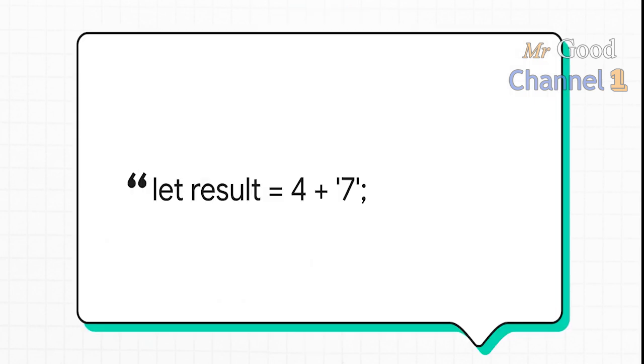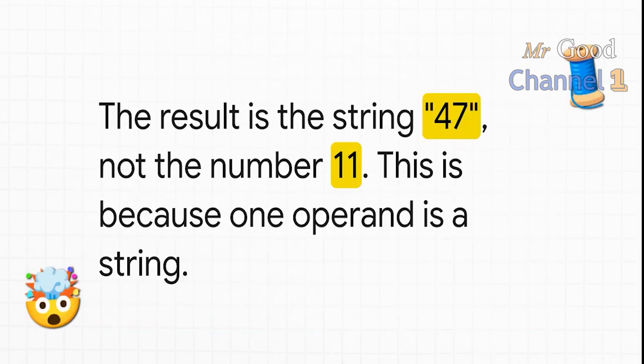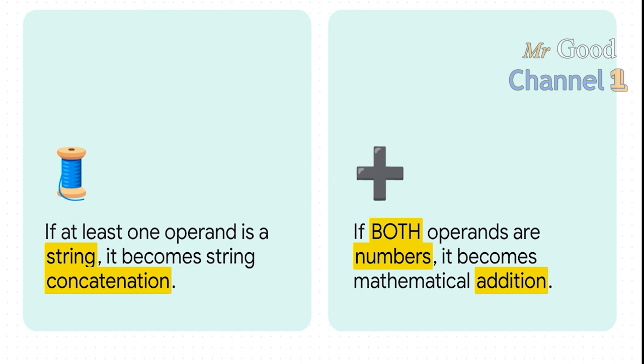So let's look at this super simple line of code. We are attempting to add the number 4 and the string 7. What do you think is going to happen? The answer is the string 47. It's not the number 11. This right here is probably the number 1 gotcha for new JavaScript developers. Instead of doing math, something completely different just happened. And here is the rule you have got to burn into your memory. The plus operator has a simple mission.